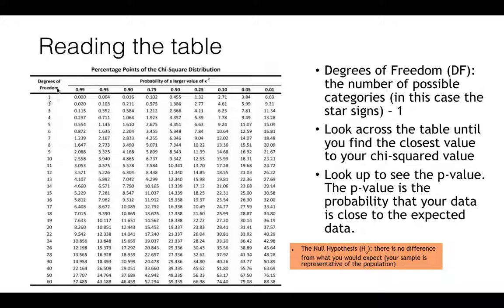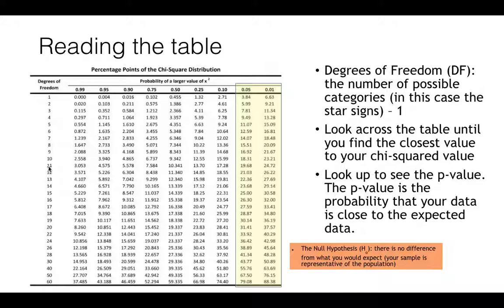We also have these things here, the degrees of freedom. Now the degrees of freedom you calculate by doing the number of categories minus 1. So in this case we've got our 12 star signs, 12 minus 1. So we're going to be looking at this value, or this row here.